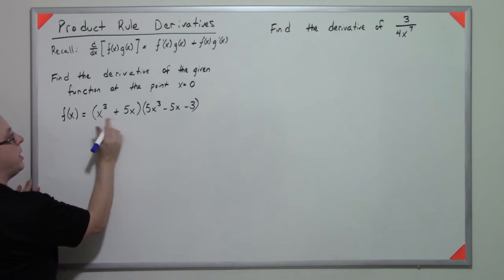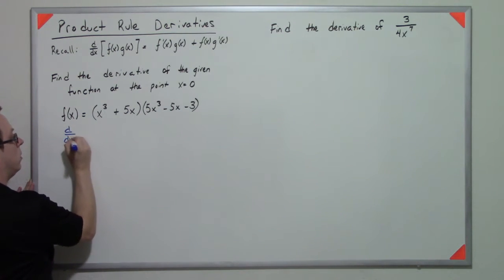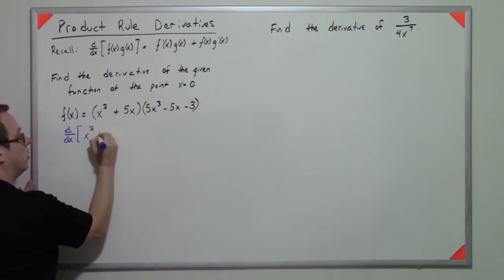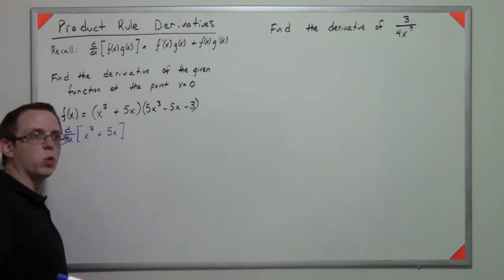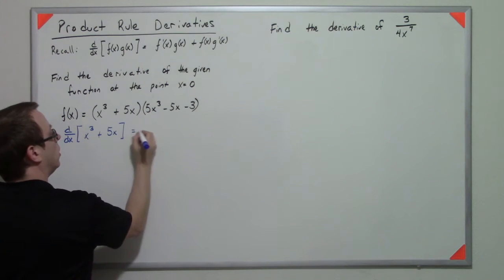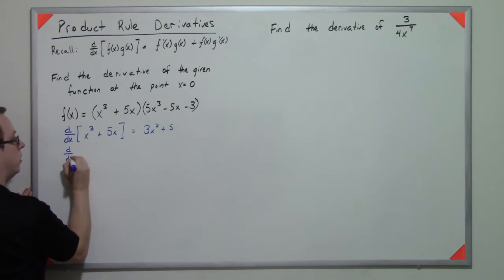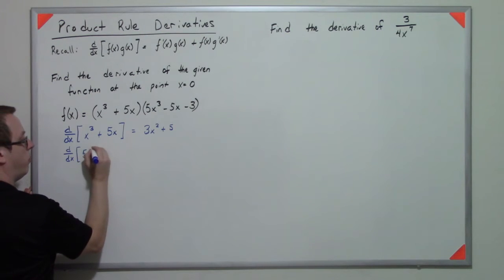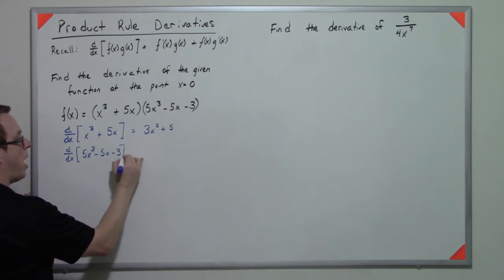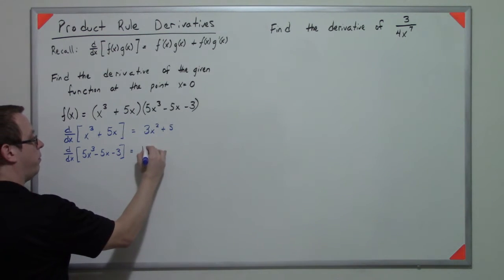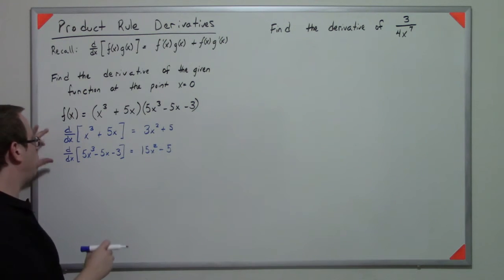So what I need to do is find this term's derivative. By the power rule, the constant multiple rule, and the sum rule, what I get is 3x squared plus 5. And by the constant multiple rule, the power rule, and the subtraction rule, I get 15x squared minus 5. So those are my two derivatives.